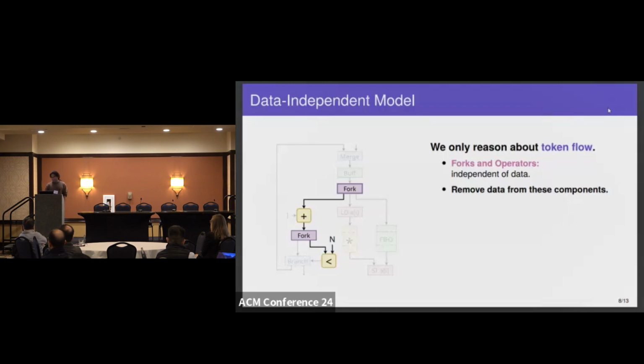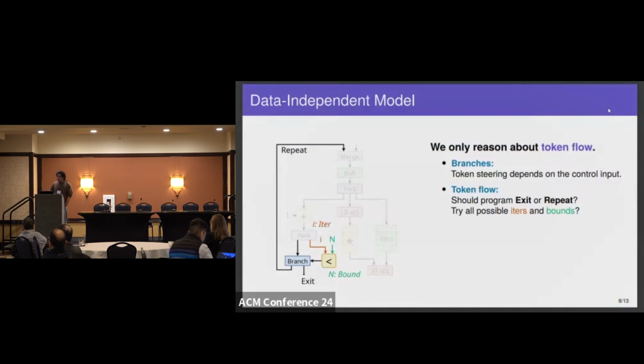However, it is not the case for many other components. For instance, in branches, the token steering actually depends on the control input. From the point of view of token flow, and in particular in this example, depending on the value of the iterator and the loop bound, the flow of tokens behaves differently. For instance, the program might exit the loop, or the program might repeat a new loop iteration. So since we want to reason about token flow, are we really going to try out all possible values of the iterator token and also the loop bounds? It is simply impractical. It is the same as simulation-based verification.